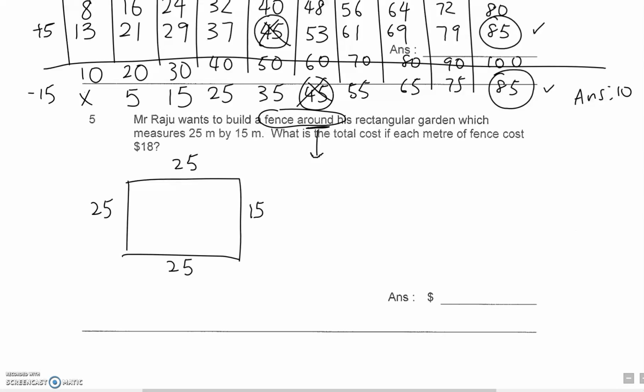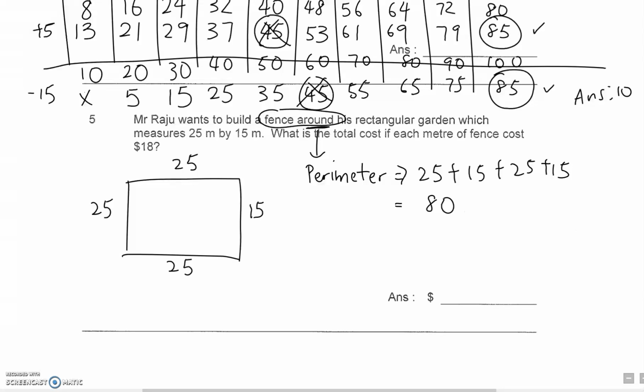So the keyword "around" tells you I'm very interested in the perimeter. So what is the perimeter over here? We can say that the perimeter is 25 plus 15 plus 25 plus 15, which gives us a total of 80 meters. Again, I have no units, so I don't put the units over here as well.